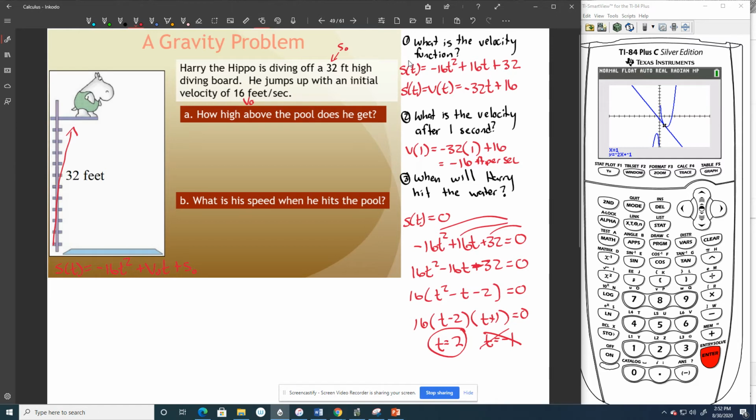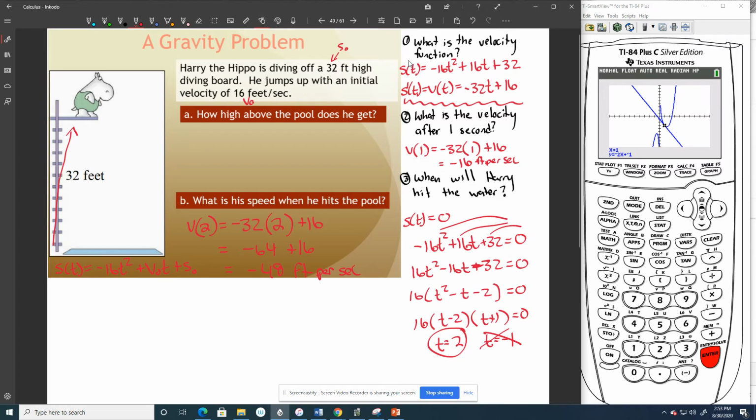What is his speed when he hits the pool? So now I'm looking for the velocity when he hits the pool, and I know he hits the pool at 2 seconds. So my velocity at 2 seconds is equal to my velocity formula, which was negative 32 times t, which is now going to be 2, and then I have to add 16. I'm just using this velocity formula right up here. So that equals negative 64 plus 16, which is equal to negative 48, and that's feet per second.